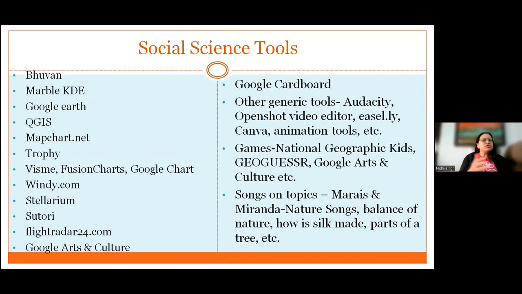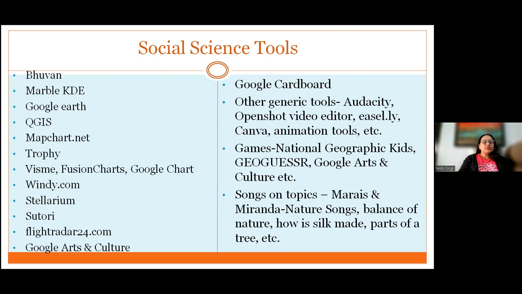Now, social science tools are very important that we take into account. There are lots of tools that can be integrated into the teaching learning process. But some of the important tools that I have explored, or use, or that can be easily accessible and used in your teaching learning process are, one is Bhuvan. Bhuvan is an indigenous online platform that has been developed by ISRO, and there is lots of data in that. All the government data are there, maps are also there, and you can utilize all those things for your teaching learning process.